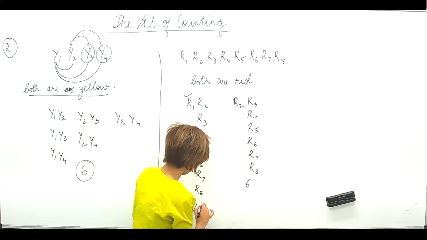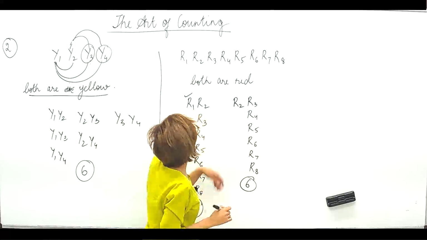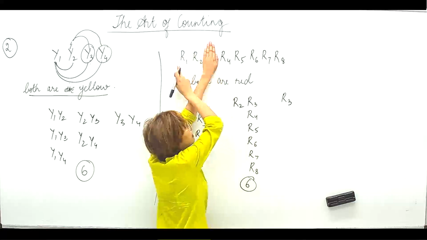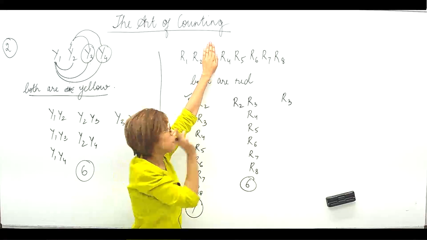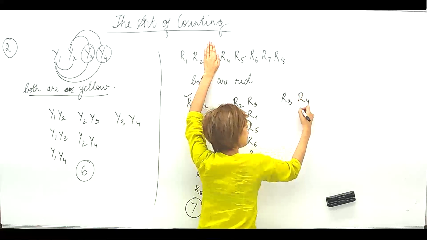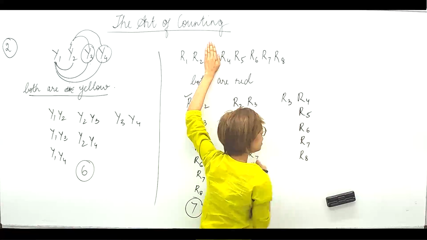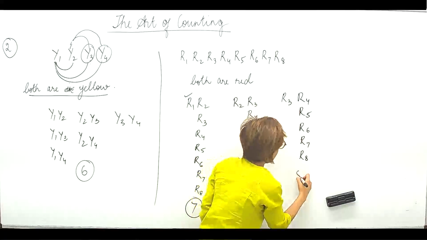6 cases. Right? So let me encircle these. Now let's talk about R3. Right? With R3, obviously I will not take R1, R2, already considered it. So R3, R4, then R5, then R6, R7, R8. Right? And these are 5 in number.